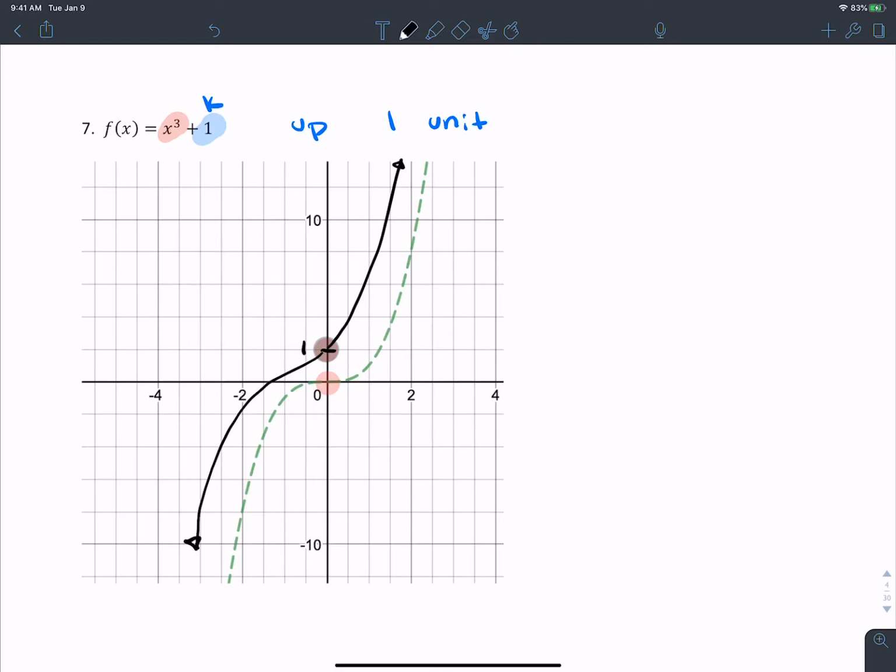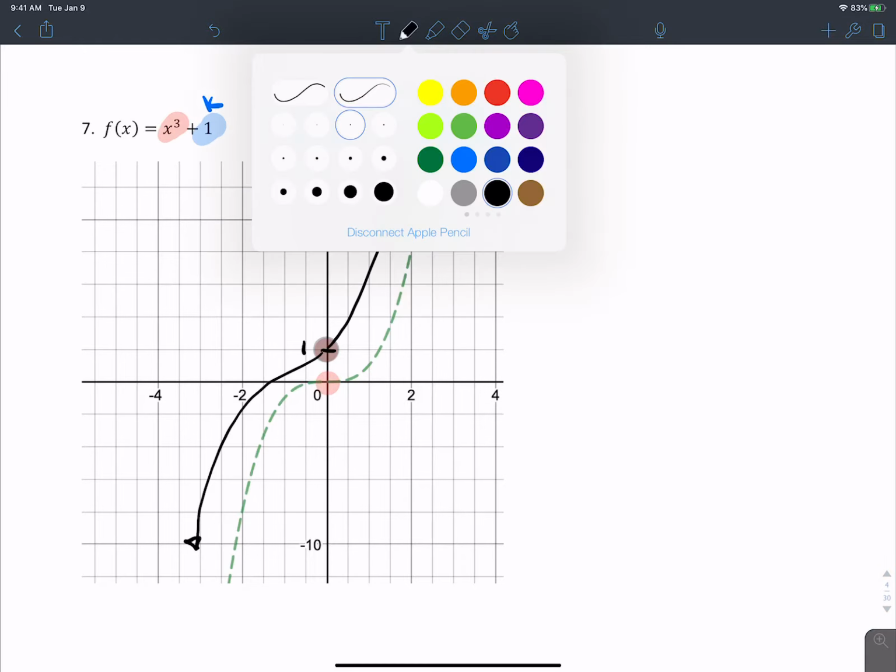So remember, you have to know the family you're in, and you have to know what adding a positive number there and subtracting that number means. If it's plus k, up k units. Minus k, down k units.